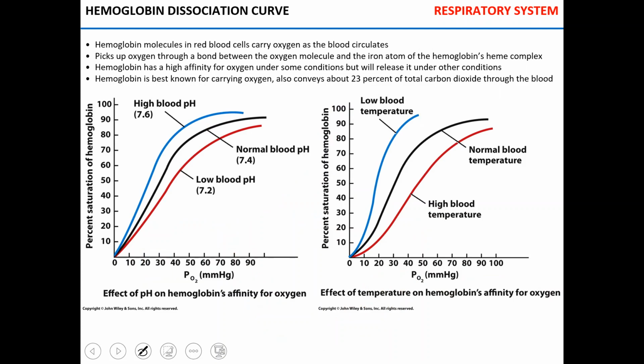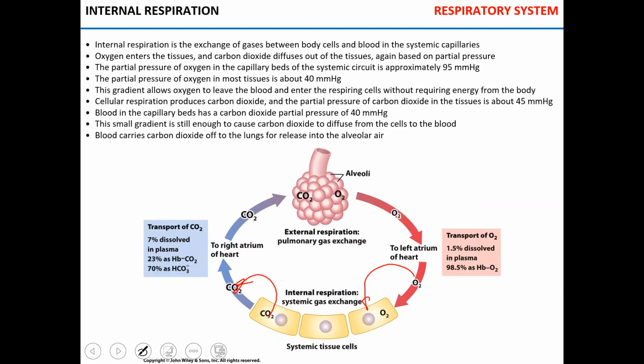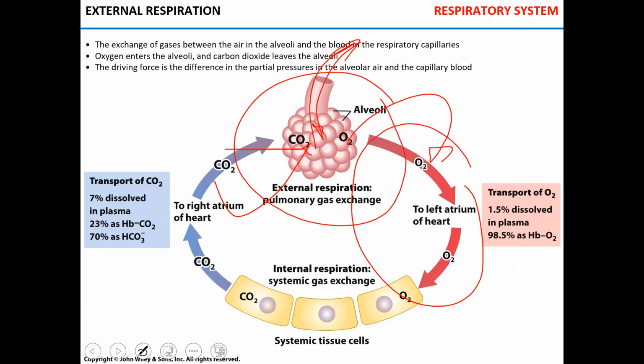Now, how is oxygen transported to the tissues? Oxygen is transported by the molecule called hemoglobin. So here we have an example, that's hemoglobin.